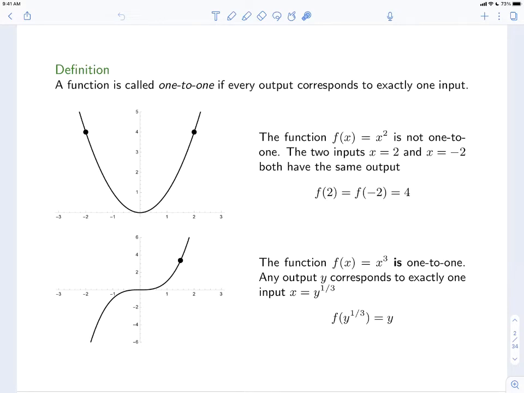An example of a one-to-one function is the cube function, f at x equals x cubed. This one is one-to-one. Any output y corresponds to exactly one input, which is the cube root of y. So f at y to the 1/3 is y, because each real number has exactly one real cube root.